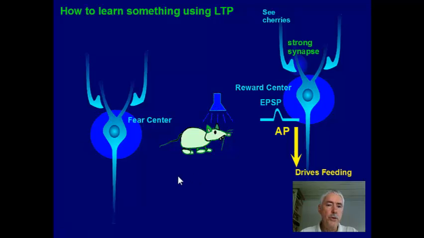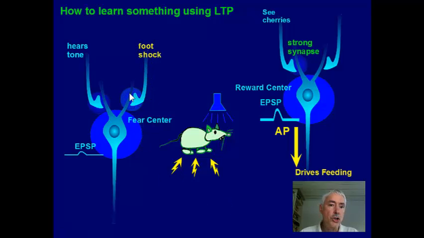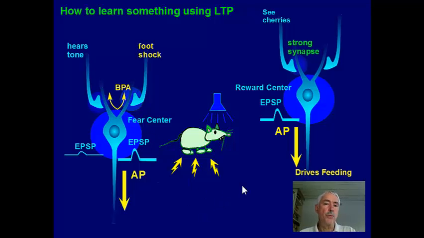Now I'm going to give you a new scenario. It hears the sound. So activation here. We get that small EPSP, but at about the same time we give it that foot shock. So here comes the foot shock, strong synapse here. Here is our strong EPSP. It reaches threshold, we get our action potential, and of course we get the back propagating action potential as well.